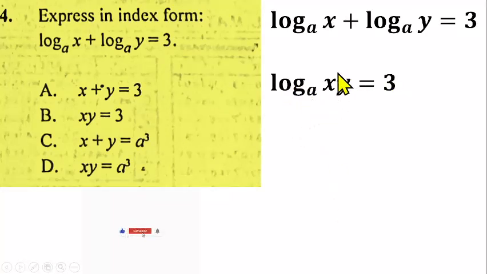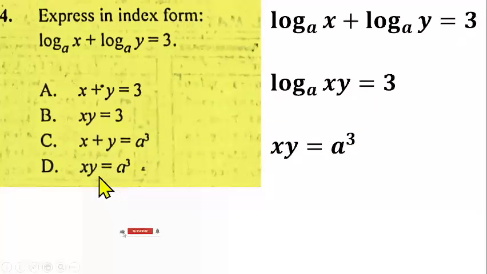The logarithm of a number in a particular base is the power to which you raise the base to get the number. If you want to understand logarithm very well, check my channel on logarithm. There's a video there that explains everything about logarithm. So like I said, this gives us a raised to power 3 equals xy. That is, xy is equal to a to the power 3. If you look at the options provided, option D is the correct option for question number 4.